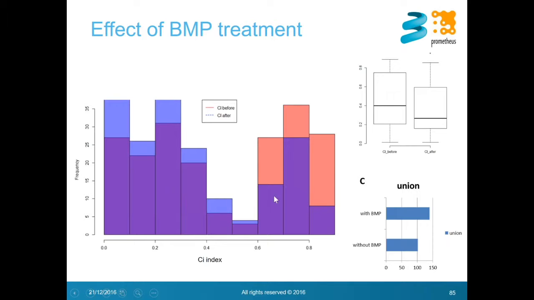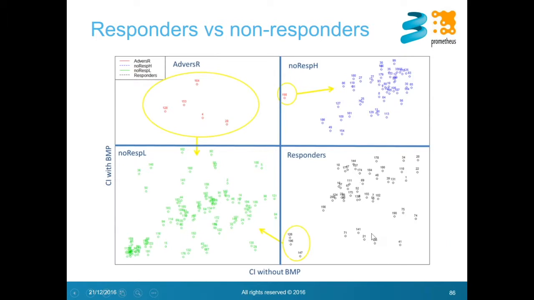So you see that there is a shift of a number of patients from a high complexity index to a low complexity index. That's the same as what you can see here in these two graphs. With BMP, you have more patients that have a union than without the BMP treatment.